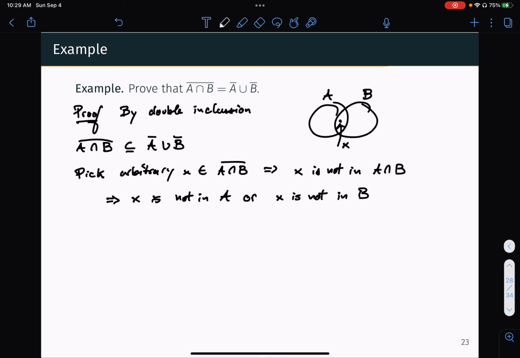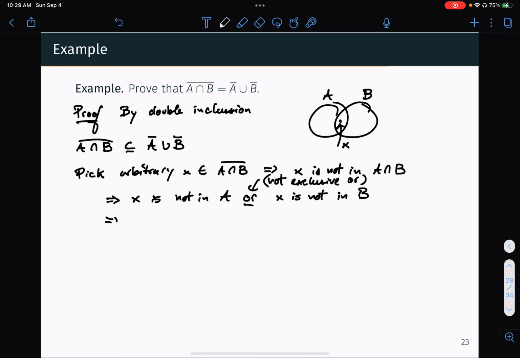Because for an element not to be in the intersection, by definition of what you do in an intersection, it can't be in either A or B or both. So this is not an exclusive or. So either x is not in A or x is not in B, or also x is not in both. That's how you would get to the conclusion that x is not in A intersect B.